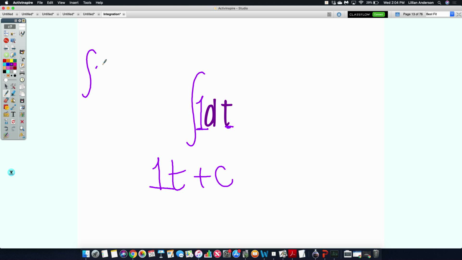So if it had been 3 dt, it would have been 3t plus C. So don't let that throw you off, okay? There is a number there, the imaginary number, which is 1. So don't forget about it. But if there's a number in front of the d, we can just take that out of the whole equation, and then just distribute it after. Exactly.